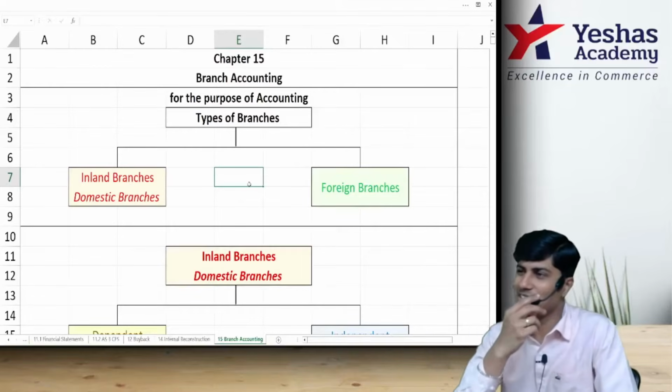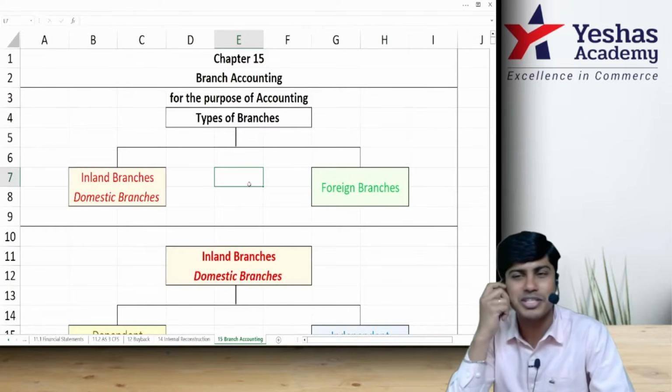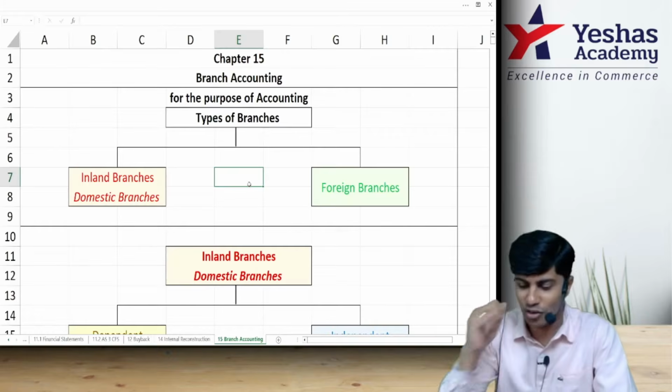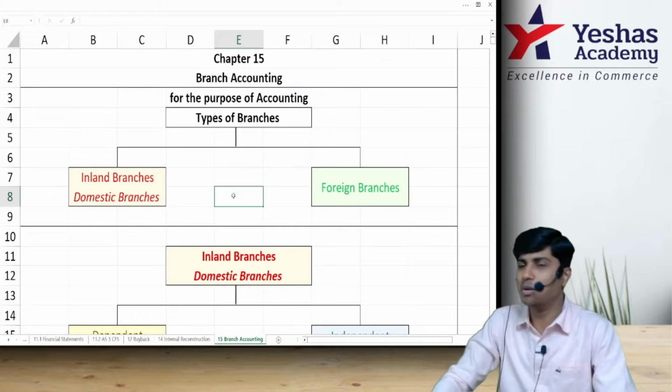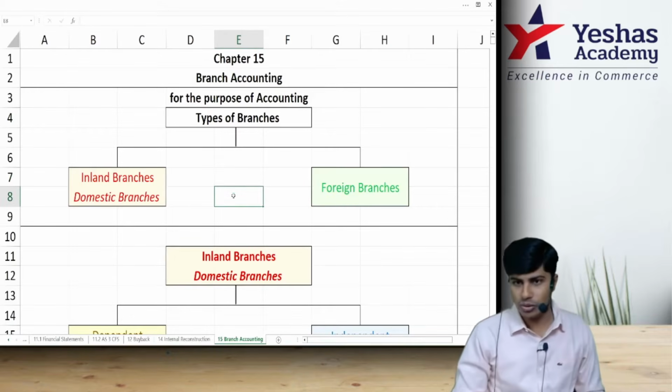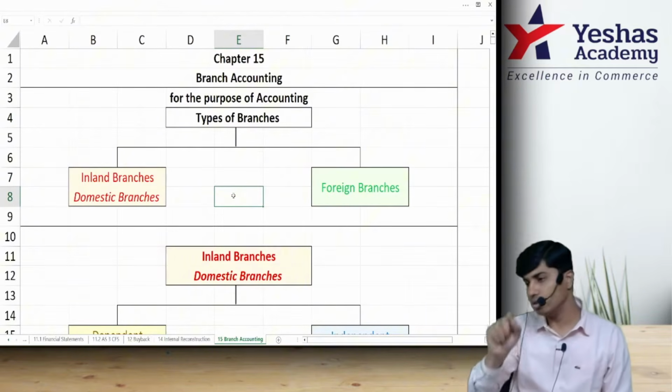Come on guys, let's now discuss chapter 15 of your syllabus, which is branch accounting. One of your favorite topics, which has hardcore accounting to it. Let's begin. In this topic of branch accounting, to do accounting, we divide the branch into two categories.